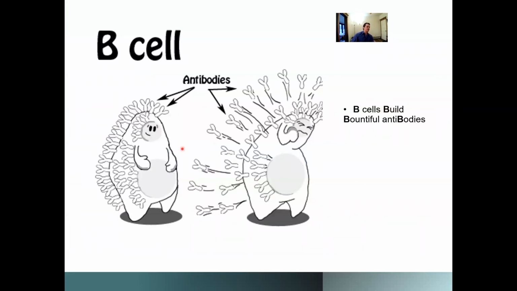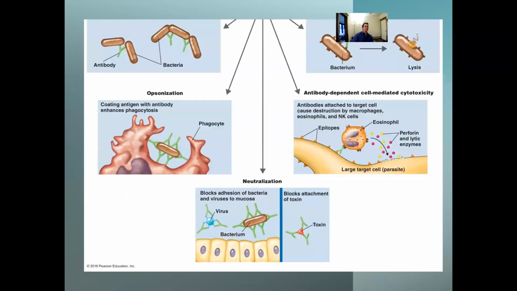So here you can see the B cell with the antibodies, and B cells build bountiful antibodies. Just a little fun alliteration, which is just how these things function. So this is just an overview. Don't freak out that I cut some things off. I just wanted to show you what we will be discussing in the next couple of slides.